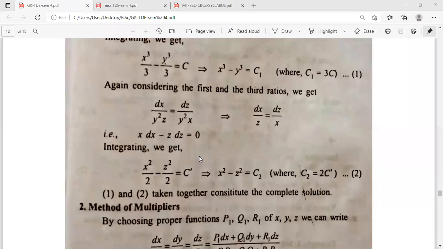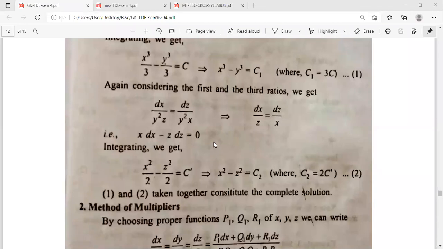Now on integration we are going to get x square by 2 minus z square by 2 equal to c dash. C dash, in a sense 2 c dash, is equal to c2 you are writing here. You see here also, the same way, the integration of x dx is x square by 2. Now z dz is z square by 2 because integration of x to the power n dx equals x to the power n plus 1 by n plus 1. That is the known formula, which you already know. Now from 1 and 2, if you take them together, you can say that is a complete solution.